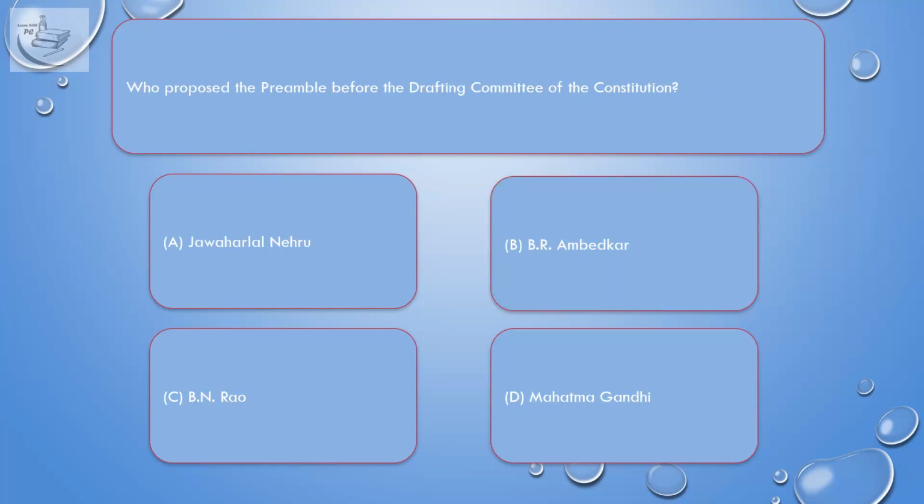Question: Who proposed the preamble before the drafting committee of the Constitution? A. Jawaharlal Nehru. B. B.R. Ambedkar. C. B.N. Rao. D. Mahatma Gandhi. Correct answer is A. Jawaharlal Nehru.